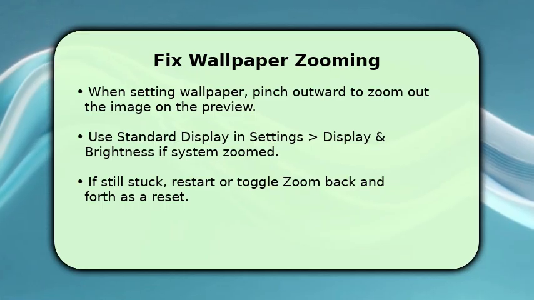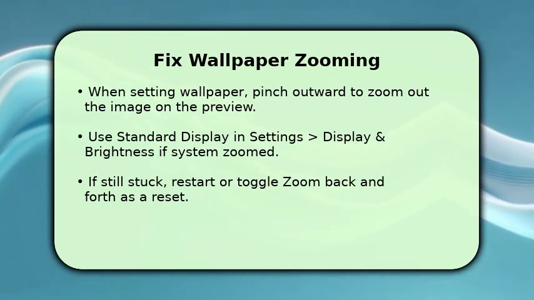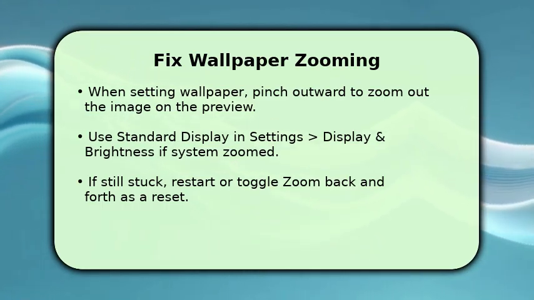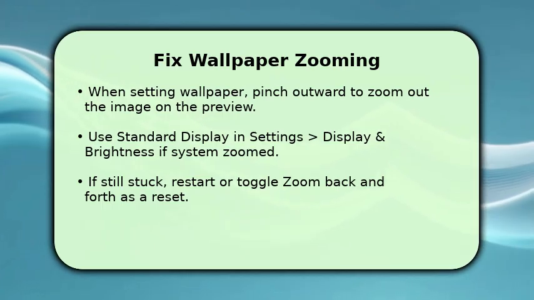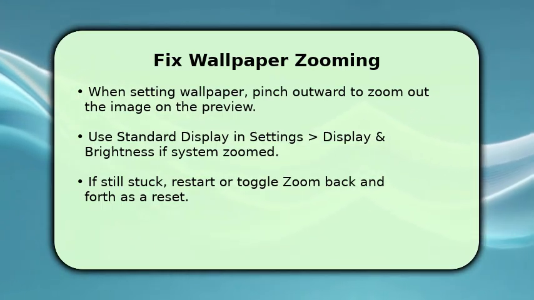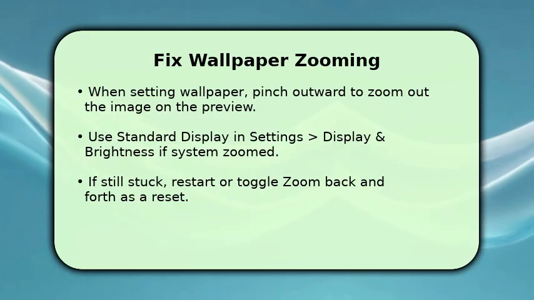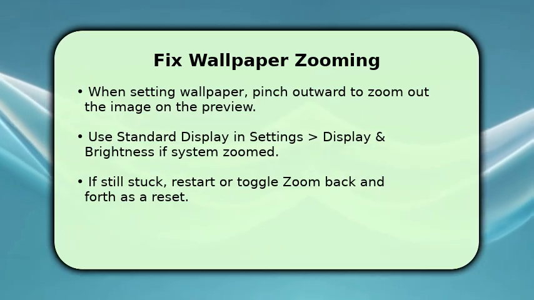Also check Settings, Display and Brightness, Display Zoom and choose Standard if the entire interface looks enlarged. If problems persist, restart the iPhone or toggle zoom off and on once. That often clears stuck magnification.